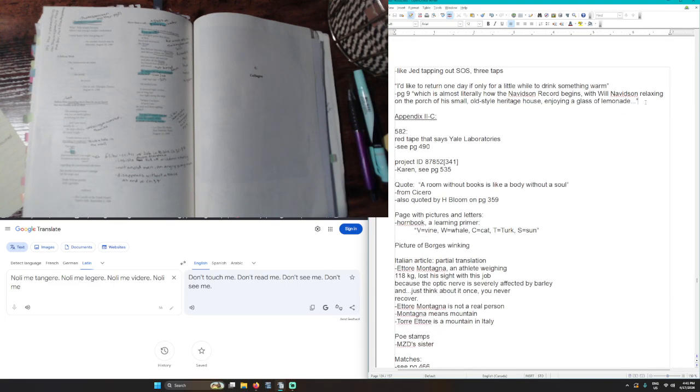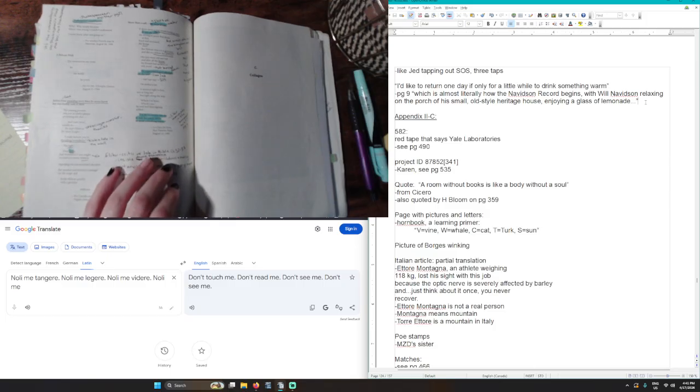And an interesting thing, the last quote of the Pelican poem is, I'd like to return one day, if only for a little while, to drink something warm. And on page 9, we are told how the Navidson Record begins with a drink on the porch, which is almost literally how the Navidson Record begins, with Bill Navidson relaxing on the porch of his small old-style heritage house, enjoying a glass of lemonade.